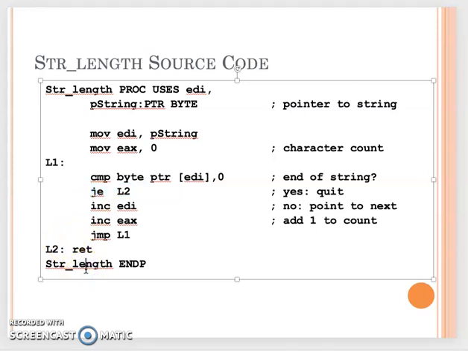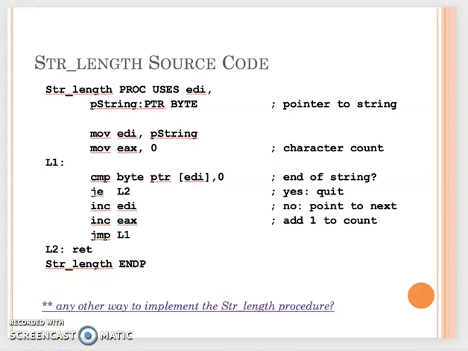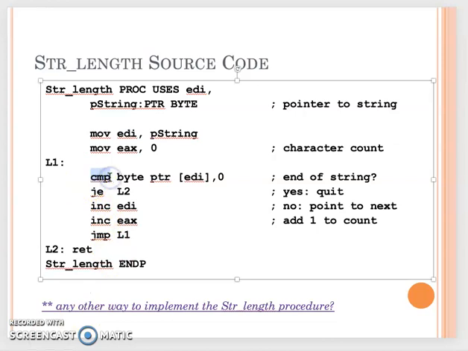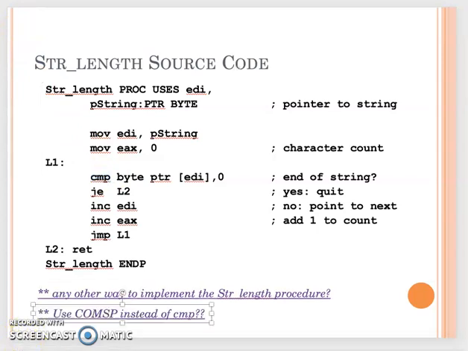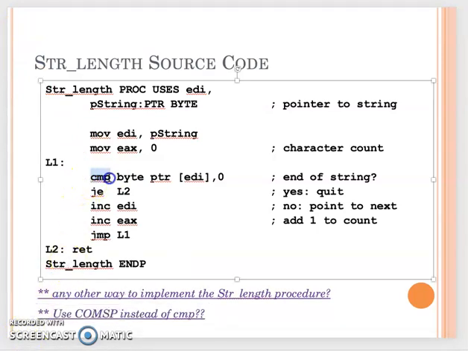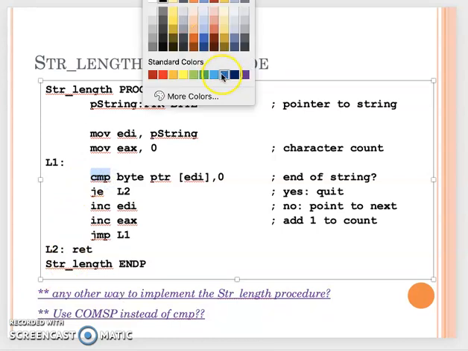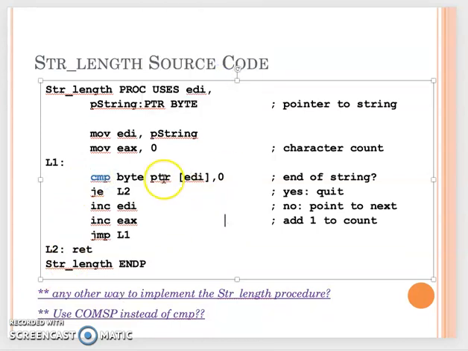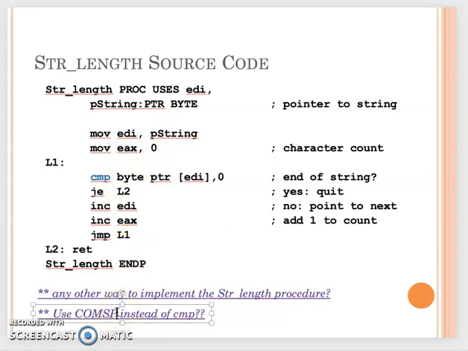It sounds like it makes sense, right? But do we have any other way to implement that? We can see here we use the comp. But in this class, we also talked about CMPSB. Is it possible in this example to use CMPSB to implement that? It's possible if we change this to CMPSB. Remember our CMPSB, we do use the EDI for the comparison.